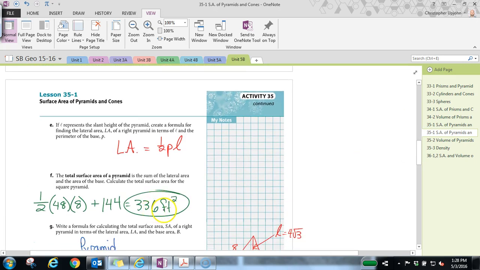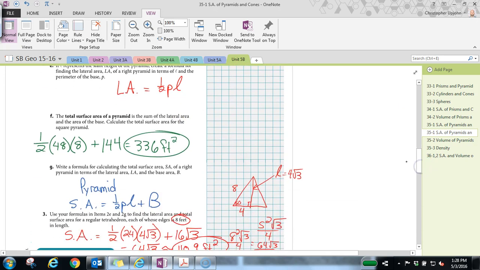336 feet squared. So our lateral area is 1/2 the perimeter of the base, just like it was before, times our slant height. That's what L stands for. So the total formula of a pyramid is 1/2 the perimeter of the base times the slant height of the face plus the base area. There's only one base, so it's like our prism, but we only have one base.